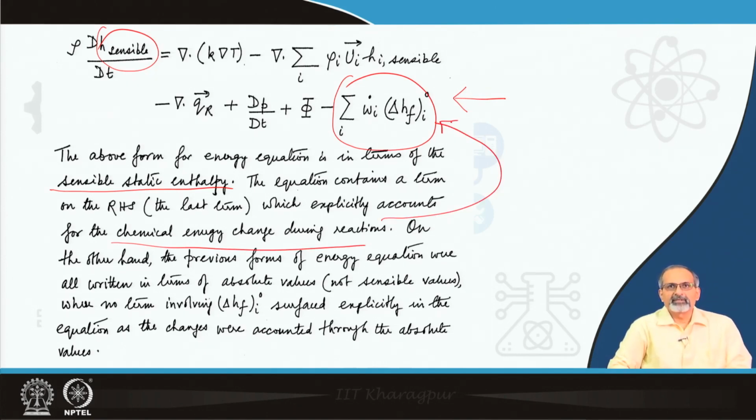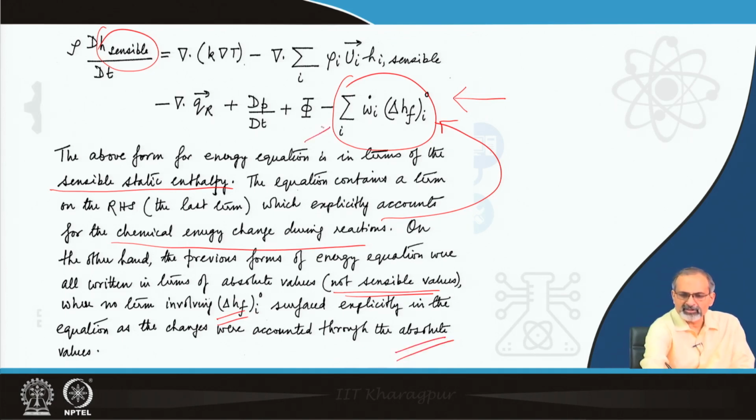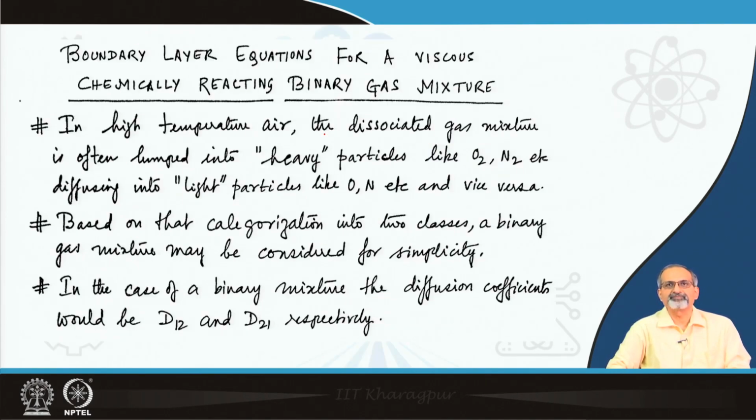On the other hand, the previous forms of energy equation were all written in terms of absolute values, not the sensible values, where no term involving the delta Hf had surfaced explicitly in the equation. Therefore, when you consider absolute values, you would not see a term looking like this surfacing in the equation. When you write it in sensible values, then you see it surfacing explicitly. This is a major difference that you have to keep in mind. By looking at this alone, you can figure out in what form the enthalpy has been written.